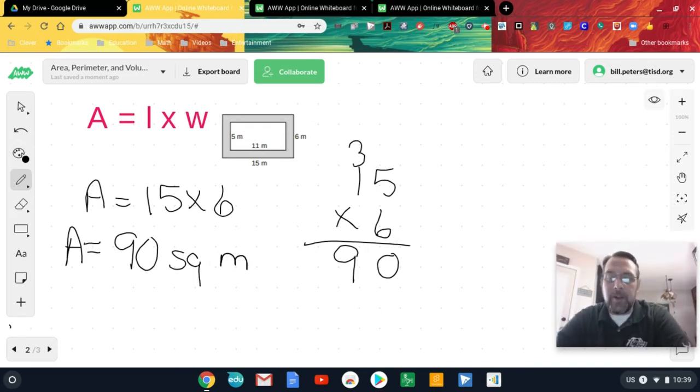When you're doing area, you are going to have this as an answer: 90 squared. It's squared because you're taking the two sides and figuring out how to fill up the entire shape. So where perimeter would just be meters, area is square meters. Volume would be cubic meters. Let's take a look how to get the volume.